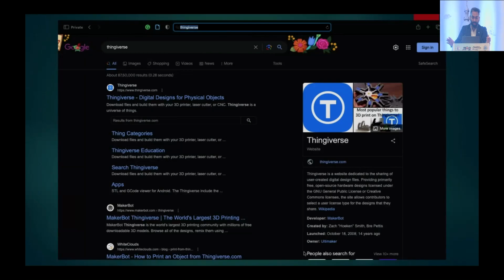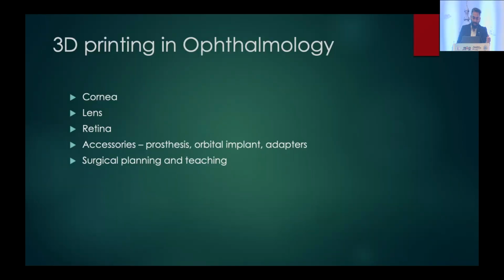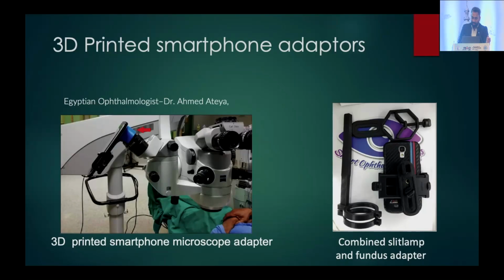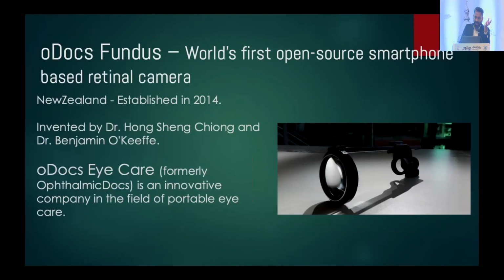It's so easy. So 3D printing in ophthalmology is being done in various specialties, and there are a few articles written by Dr. John on this subject, which you can go through. The first thing we would see is 3D printing adapters for surgical instruments. So surgical recording, this can be used for recording videos in our OT.